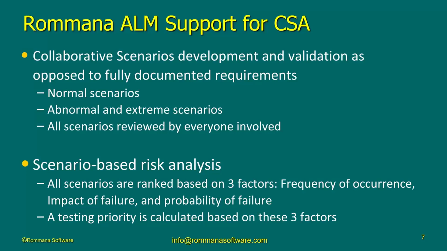Okay. Now, when it comes to risk-based testing, the same scenario-based process suggests that all scenarios get ranked as either high, medium, or low based on three factors. Frequency of occurrence: how often do we think that this scenario is going to happen in production? Impact of failure, i.e., if this scenario would happen in production, what is the impact on everything else?